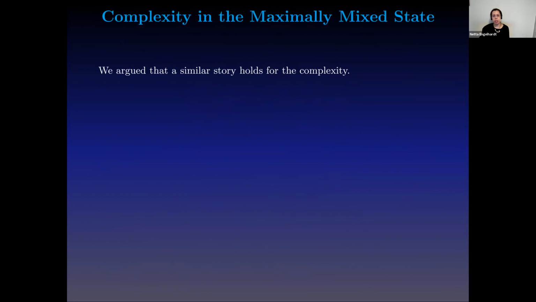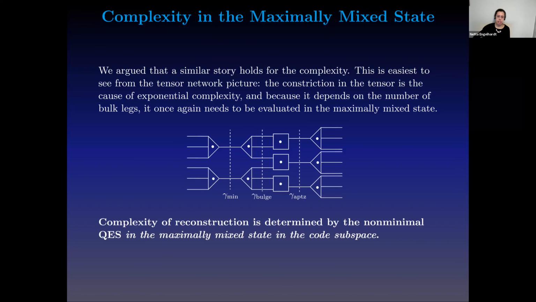So what we do, and the way that we sort of save the conjecture from all of these apparent counterexamples, is that there's a similar story that holds for complexity. It's easy to see from this tensor network description. Basically, the constriction in the tensor network, this appetizer surface, think of this as the cause of exponential complexity. But it also depends on the number of bulk lengths, right?